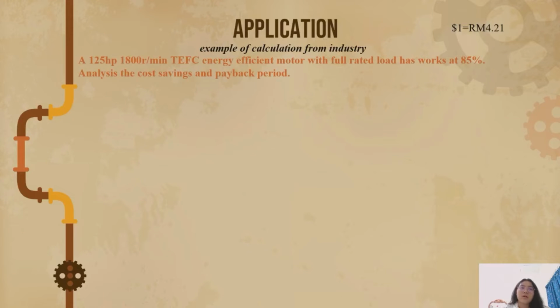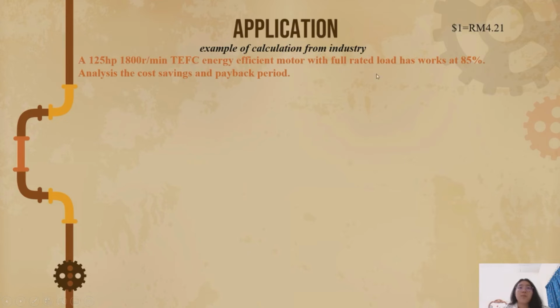My name is Zhang Minghui and I will proceed with the application part. This is an example of a calculation, in which a 125 HP 1800 RPM TEFC energy efficient motor with full rated load works at 85%.